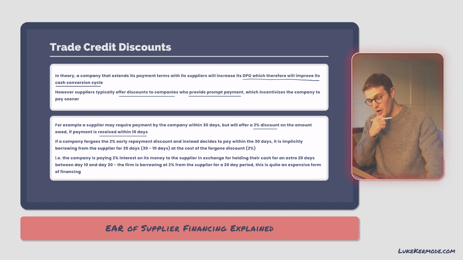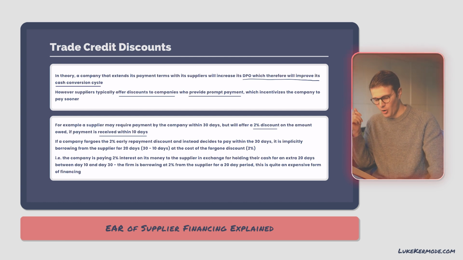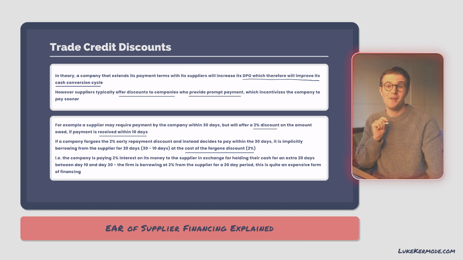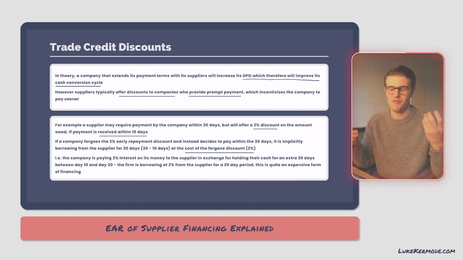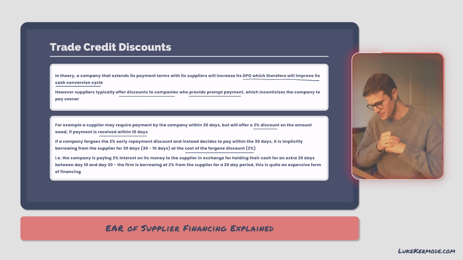So what we're saying is, if the company forgoes the 2% early repayment discount and instead decides to pay within the 10 to 30 day window, it is implicitly borrowing from the supplier for those 20 days at the cost of the foregone discount, which is 2%. Effectively the company's paying a 2% interest rate to the supplier in exchange for holding that cash for an extra 20 days. That's quite an expensive form of financing if you think about it. You're basically borrowing at 2% for 20 days, which over the course of a year is maybe a 40, 50% interest rate, which is incredibly expensive.